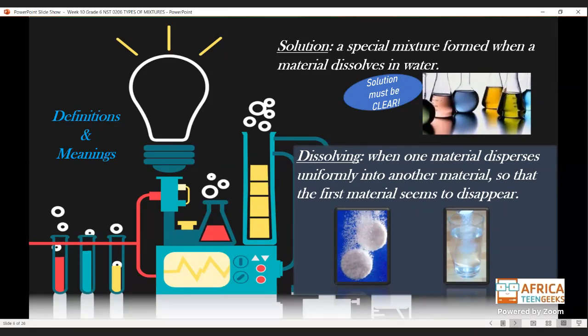Dissolving, as you can see by the images, this we also did a little bit yesterday. We discussed this in quite a lot of detail yesterday. It is when one material disperses uniformly, in other words, it spreads around as one, equally into another material, preferably a liquid, and then the first material seems to disappear.